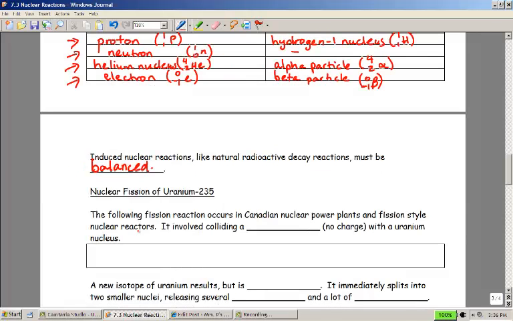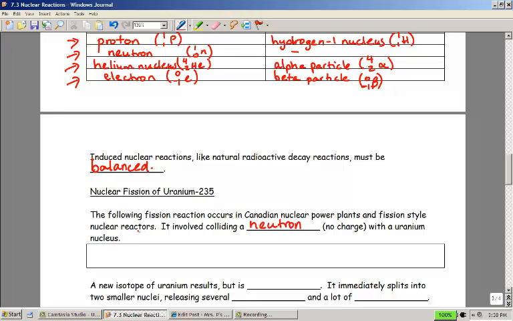And as you've seen in the reactions above, you've probably figured out that induced nuclear reactions, like natural radioactive decay reactions, must be balanced. Nuclear fission of uranium-235. The following fission reaction occurs in Canadian nuclear power plants and fission-style nuclear reactors. It involves colliding a neutron, which has no charge, with a uranium nucleus.